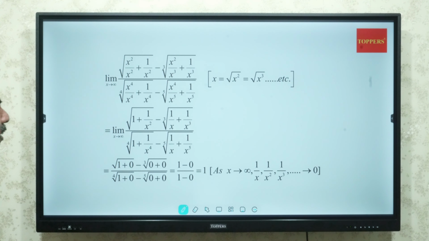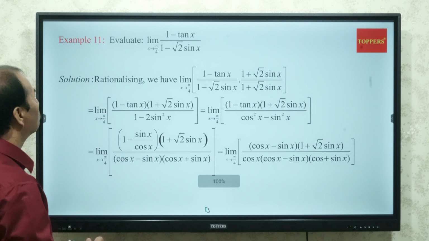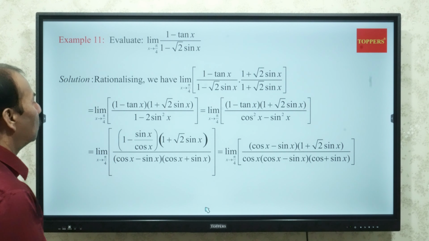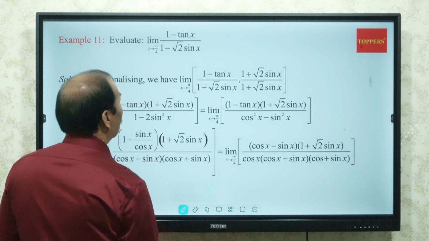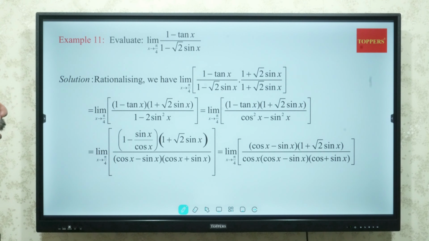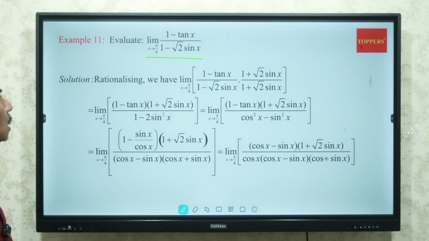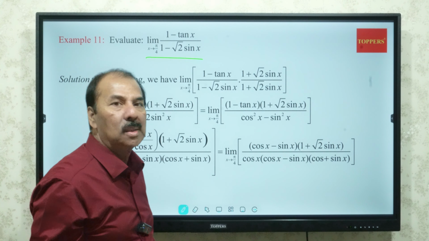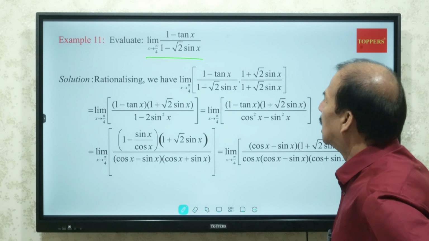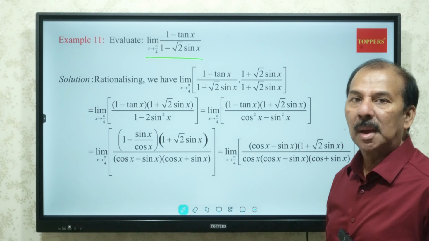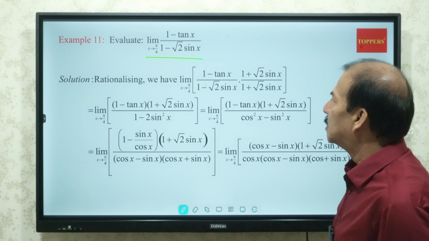So similarly, let us see the next question. This is limit x tends to pi by 4, 1 minus tan x upon 1 minus square root of 2 sin x. So this is your trigonometrical limit. Now I hope you remember all the relations as far as the trigonometrical limit is concerned. So we have standard relations for sin theta upon theta, cos theta, tan theta upon theta. We will try to make use of those relations to simplify this.